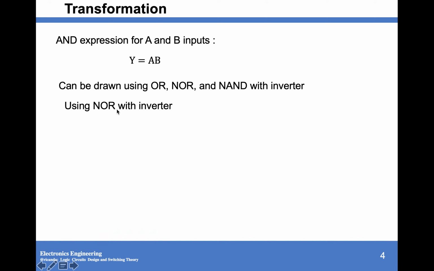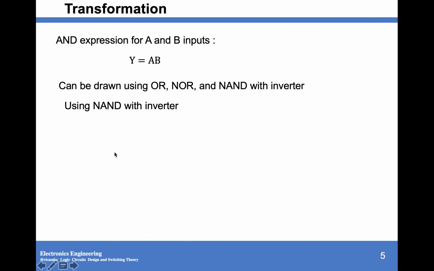Now a NOR with inverter for that AND expression. So this is a circuit of our NOR with an inverter. To prove that this circuit functions as an expression of an AND with an output equivalent to AB, we have to get the expression of this gate, that is A bar NOR B bar. Applying De Morgan, we have A double bar, B bar, then the double negative is equivalent to AB. So this is a circuit using a NOR to represent an expression of an AND.